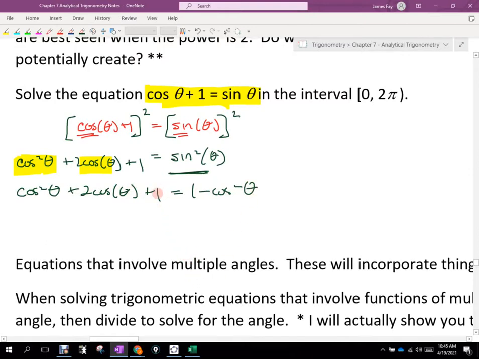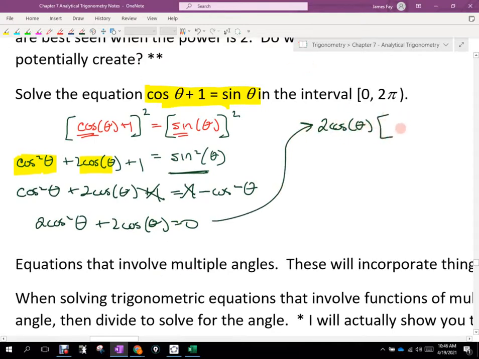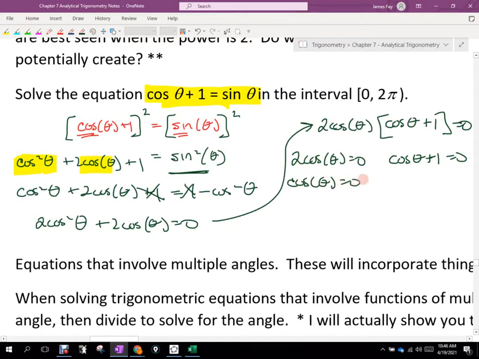What happens with the ones? Cancel, cancel. I'll get then 2 cosine squared theta plus 2 cosine theta equals 0. And that factors pretty easily, right? 2 cosine theta times cosine theta plus 1. So 2 cosine theta will equal 0, and cosine theta plus 1 will equal 0. So this one's cosine theta will be 0, and this one cosine theta will equal negative 1.